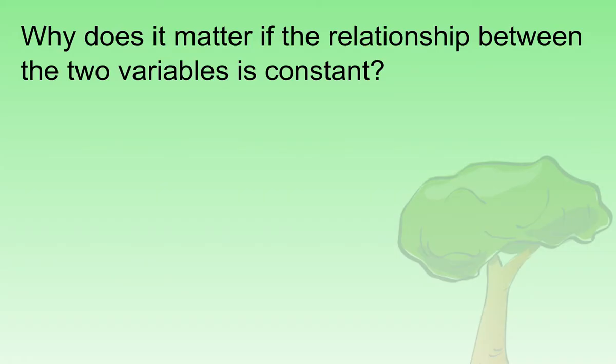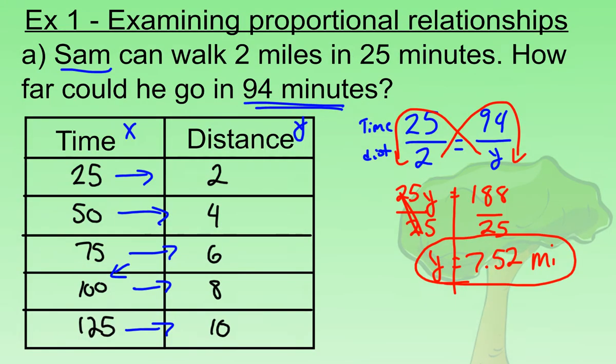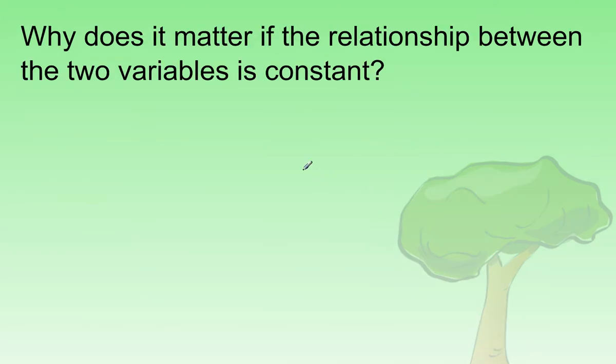A little in-between summary question says, why does it matter if the relationship between the variables is constant? We'll answer that question. Why does it matter? The answer is because if it's not constant, then the relationship's not proportional. It's not linear. If we had a graph of any of these other things here, which we'll be doing, I think, in the very next lesson, but if you had a graph of these, you get this nice straight line.